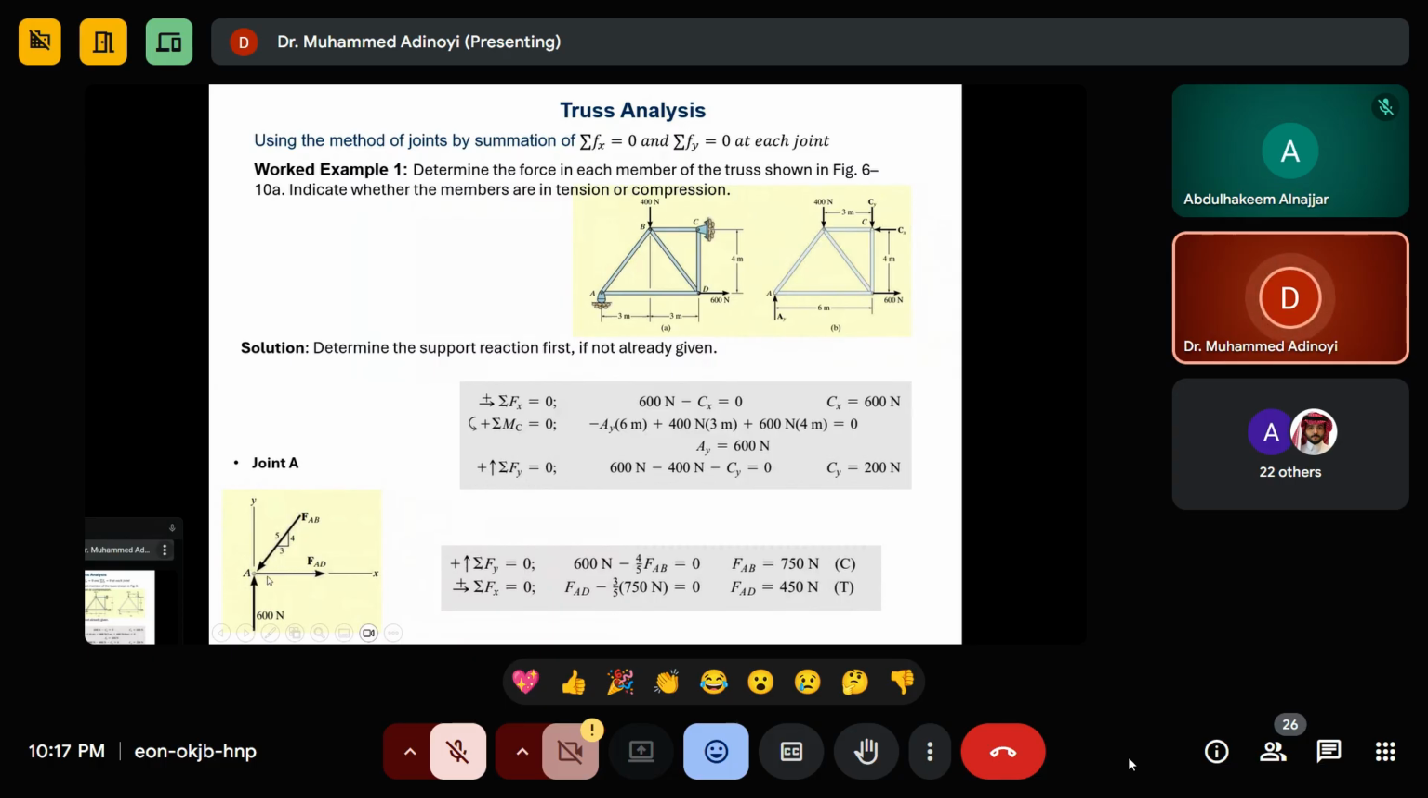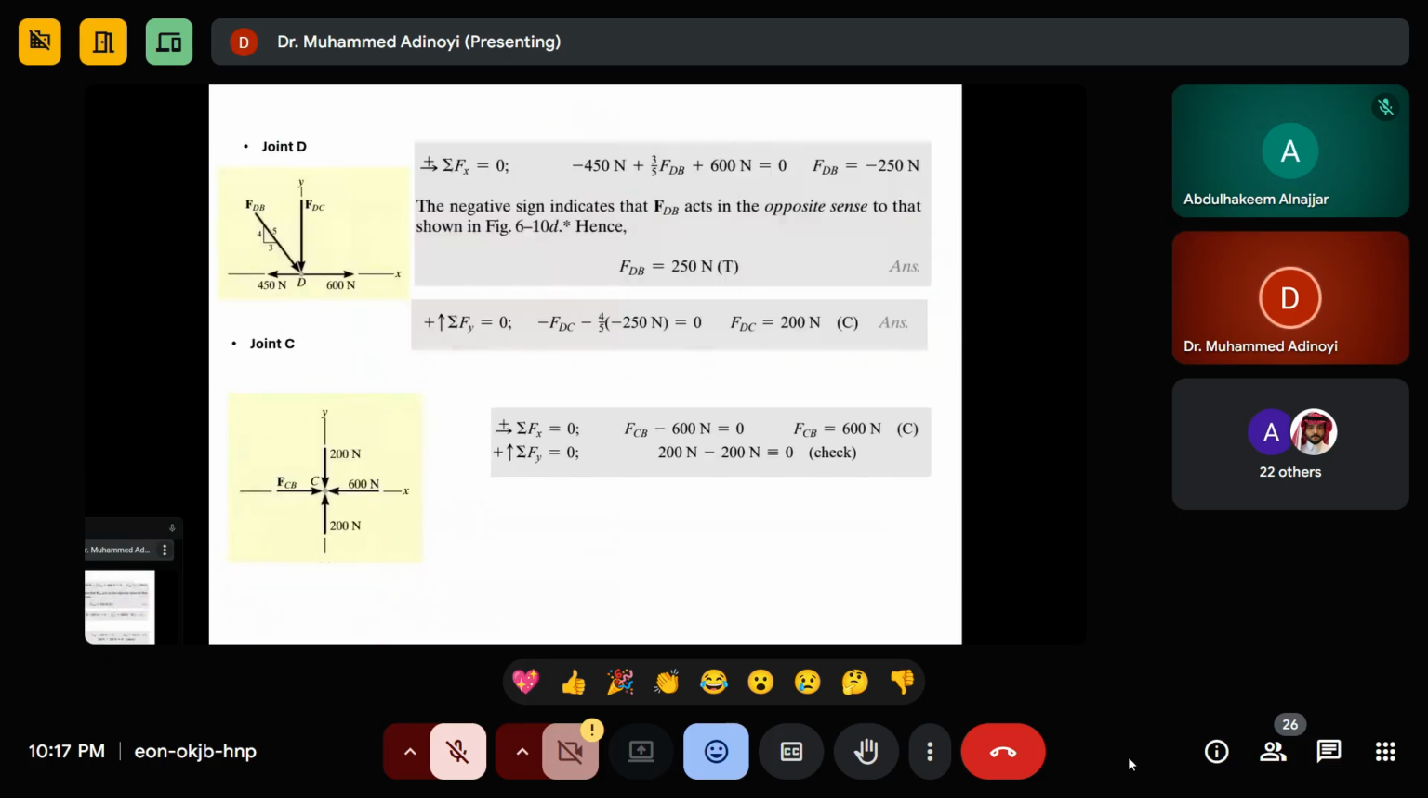So if you are considering a joint and your arrow is pointing outward, the arrow pointing outward means it's a tension. These two guys are compression. This guy is compression because they are pointing what? They are pointing to the joint. If it is pointing away from the joint, it is a tension. Is it clear now? Yes, doctor. Thank you. Okay.